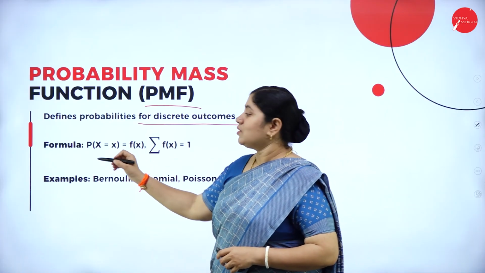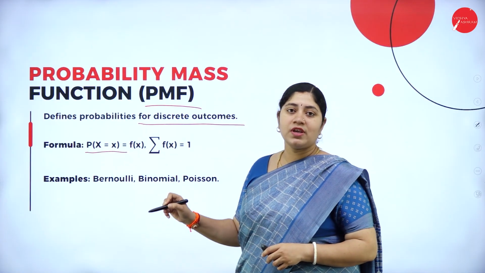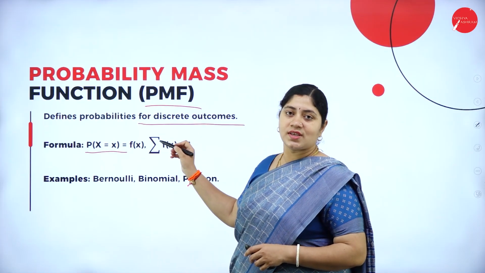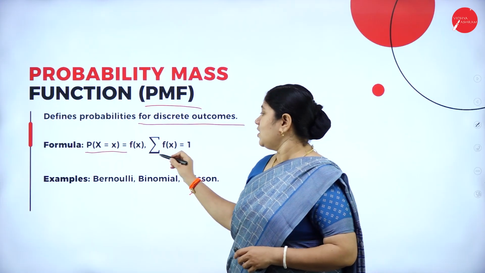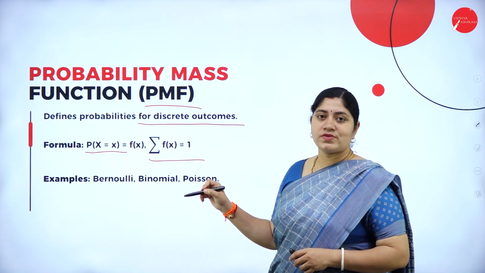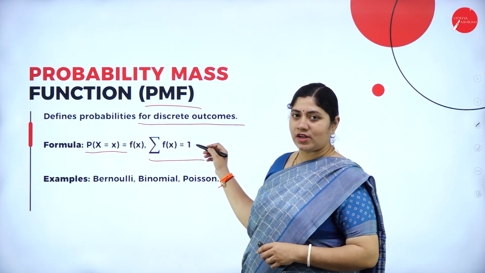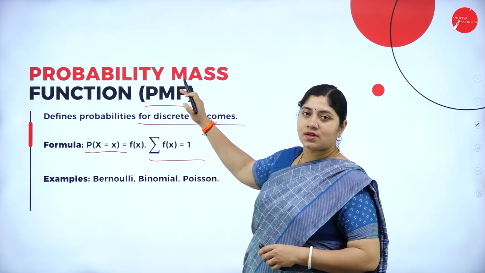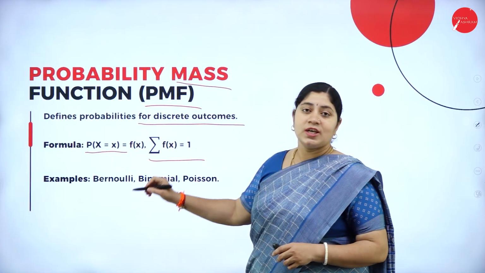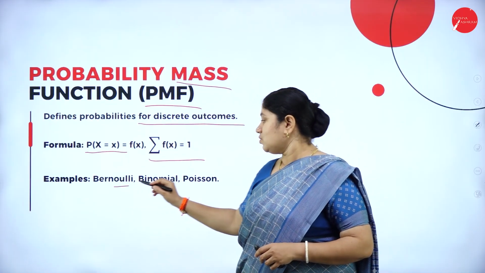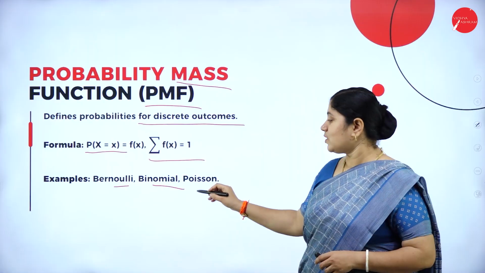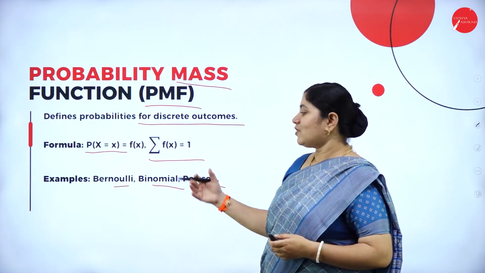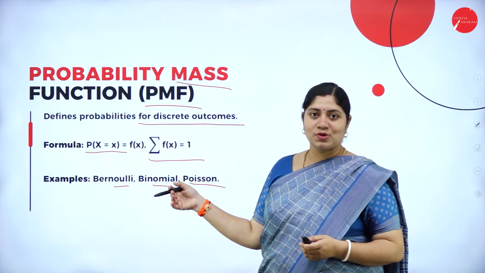So let's see that. The formula for that is we are assigning some value, that's x, which is f of x. So how to represent that? It is represented in the form of sigma f of x equals 1. Okay. So now what are the different examples that we can consider under this probability mass function? Bernoulli distribution, binomial distribution, as well as the Poisson distribution. Alright. So now let's see one by one what these distributions are.